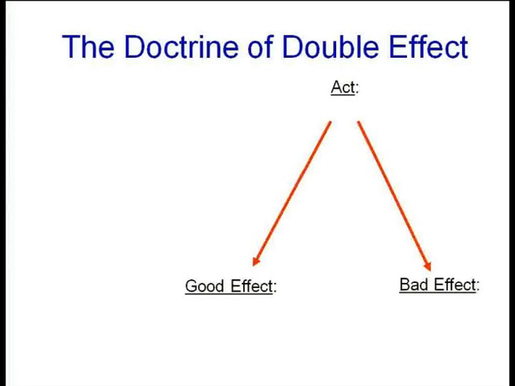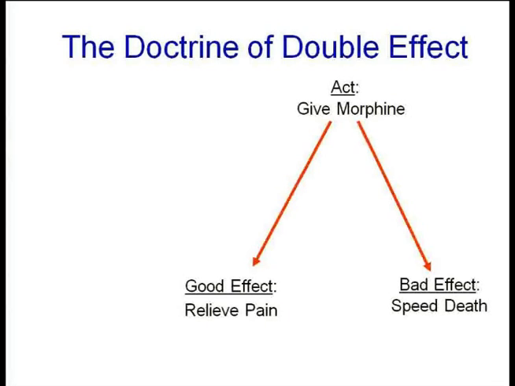We're going to talk about its application here to end-of-life care, but it gets applied to all sorts of ethical questions. It's a big issue in the ethics of war, for example, terror bombing and tactical bombing, that sort of thing. It applies to a situation where there's an act which has a good effect and a bad effect, hence double effect, and where, in this case, we're going to talk about giving morphine, where the good effect is relieving pain, and the bad effect is speeding up death.